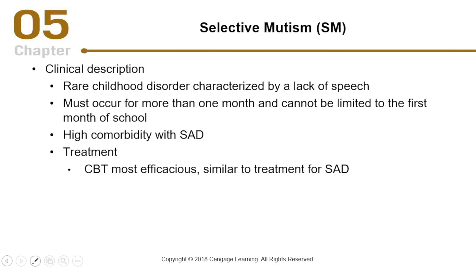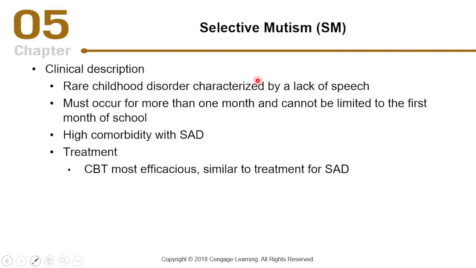And then, the last one for the anxiety disorders. So, the last one for part 1. So, we have the selective mutism. Okay, now the selective mutism, this is a rare childhood disorder characterized by a lack of speech. Okay, so just to clarify, it's not because that the child is mute. May capacity for speech pero hindi lang siya nagsasalita.